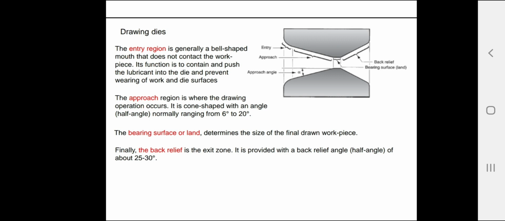Then the approach angle. The approach region is where the drawing operation occurs. It is cone shaped with an angle normally ranging from 6 degrees to 20 degrees. Then the bearing surface, or land, determines the size of the final drawn workpiece. Finally, back relief, that is the exit zone. It provides a back relief angle.